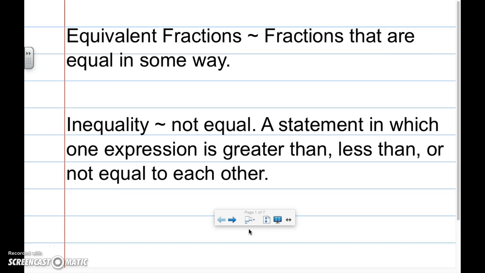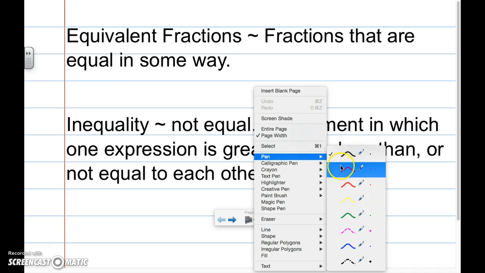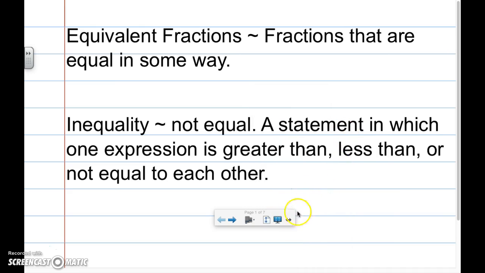Let's start with equivalent fractions. Equivalent fractions are fractions that are equal in some way. An inequality is not equal. It is a statement in which one expression is greater than, less than, or not equal to the other. So make sure that you write down these definitions and then do some examples and non-examples.